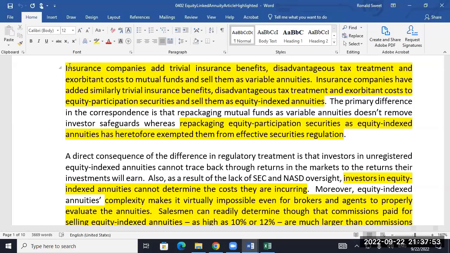And sell them. But here they're talking about variable annuities. So they don't like variable annuities. But what he's saying is all those horrible things about variable annuities also apply to equity-linked annuities, but even worse.